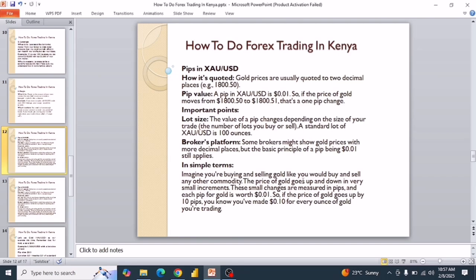Imagine you are buying and selling gold like you would buy and sell any other commodity. The price of gold goes up and down in every small increment. These small changes are measured in terms of pip, and each pip for gold is what? $0.01. So if the price of gold goes by 10 pips, you will multiply it by 0.01. And if your lot size is 0.02, then you will multiply with it, it will be 0.2. So understand that the decimal place of your pair really matters when calculating the pip size.